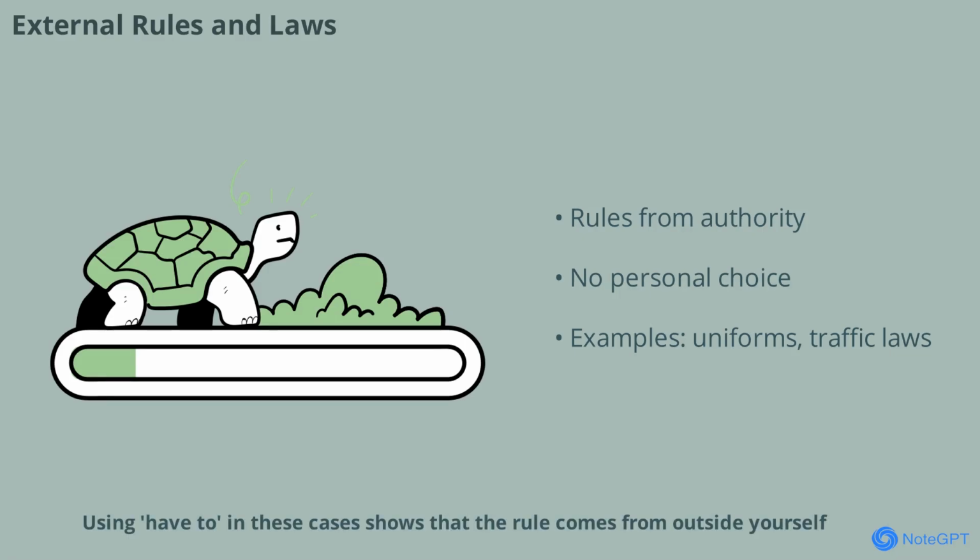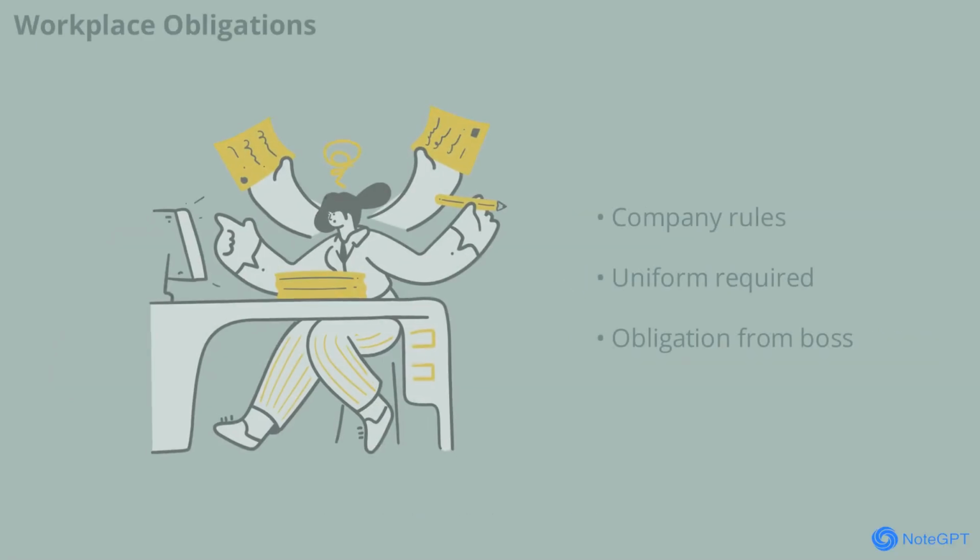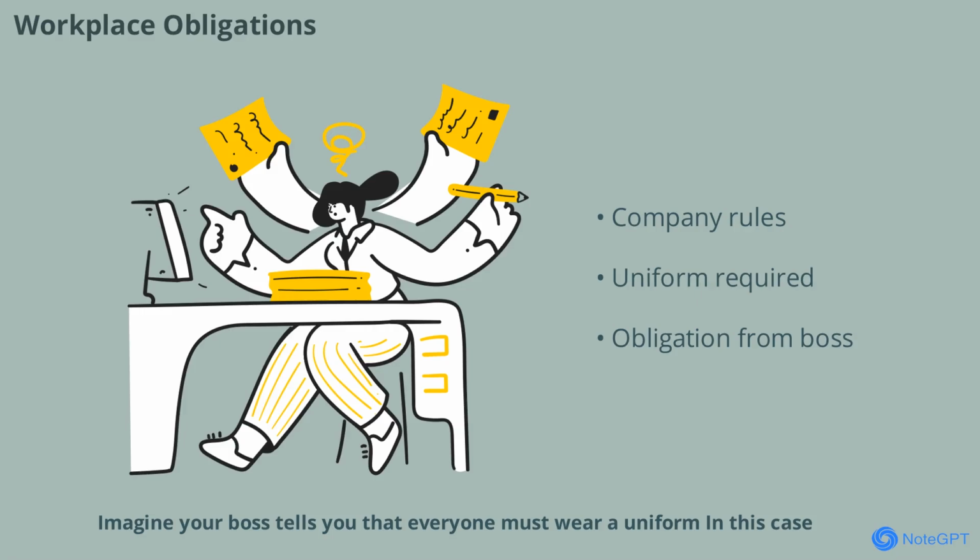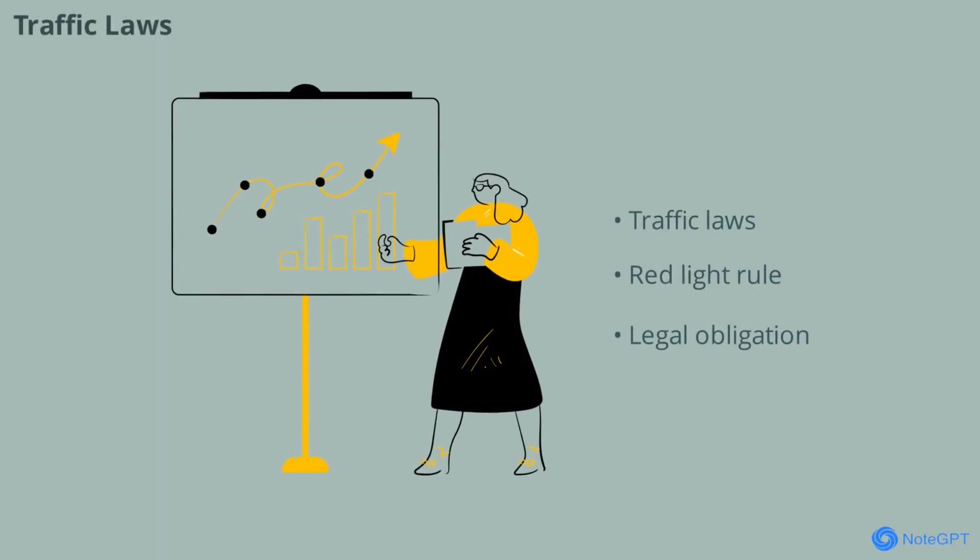Using have to in these cases shows that the rule comes from outside yourself, and you don't really have a choice. Let's look at a workplace example. Imagine your boss tells you that everyone must wear a uniform. In this case, you have to wear a uniform at work. It's not about what you want, it's about following the company's rules. This is a perfect time to use have to because the obligation comes from your employer, not from you. Whenever you're required to do something at work, like attending meetings or following safety procedures, have to is the phrase you need.